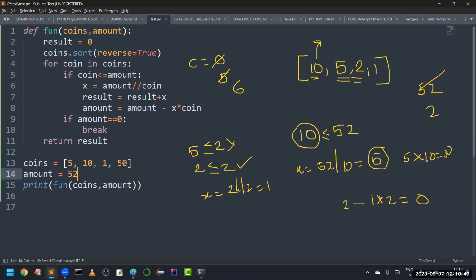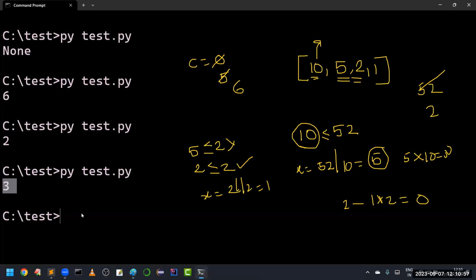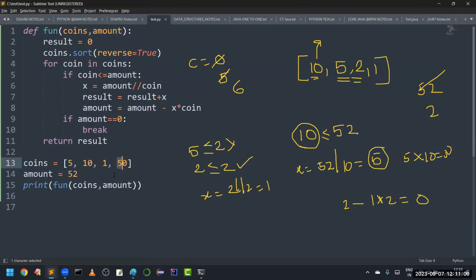Now have a look once. It is giving some wrong answer. So 50 rupee coin 1 and 1 rupee coins 2. So 1 plus 2, 3. Correct only. 3 coins we are going to get. Okay. Like this we have. I think you understood how we have implemented this algorithm.